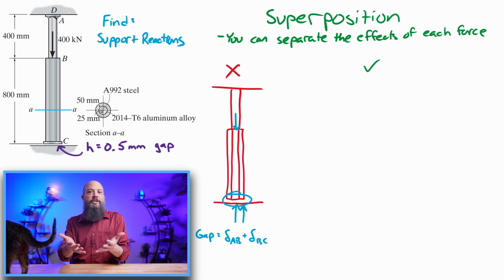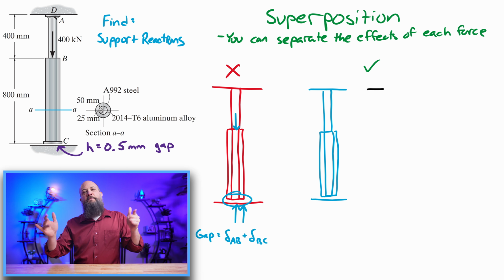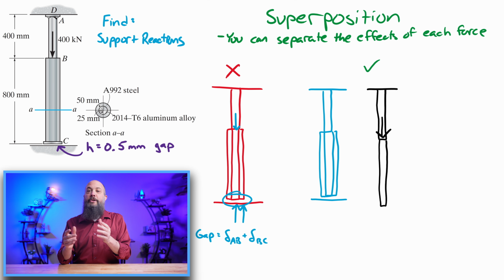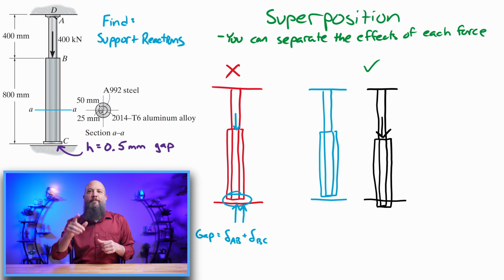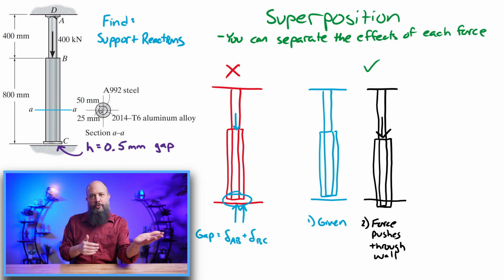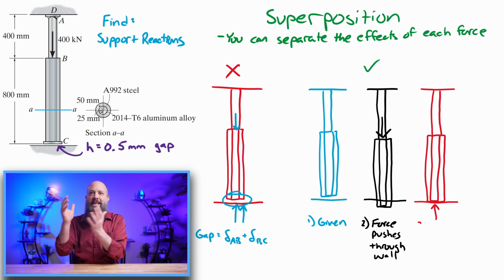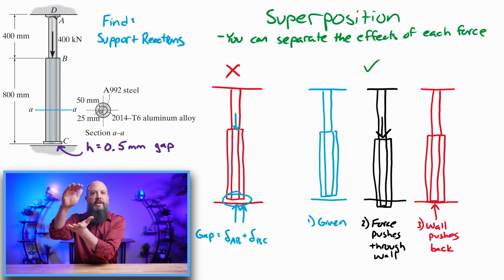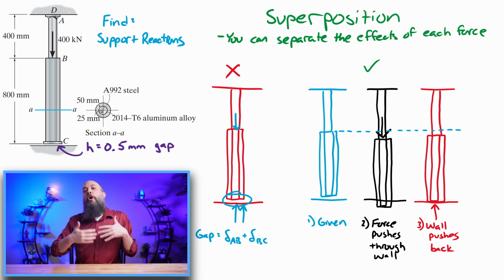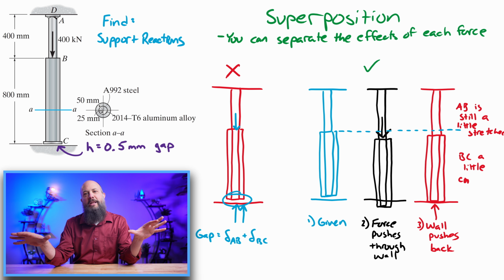But it's not the only way to solve this type of problem. You can also say that the overall change in length from A to C is the change in length due to force 1 plus the overall change in length due to force 2. So you can split up your compound member based on either sections of the beam or causes of the loading. Different forces get separated.